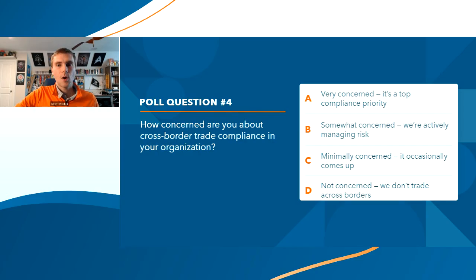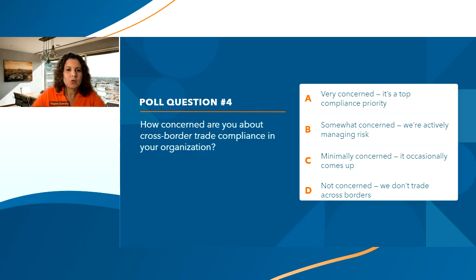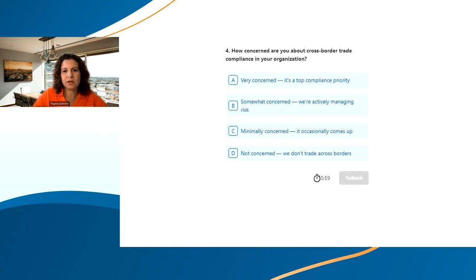We have a poll question before we go into Visu's section. Question number 4, and just a reminder, you do need to answer 3 out of the 5 questions and watch at least 50 minutes of today's presentation. So here is a screen where you can answer. How concerned are you about cross-border trade compliance in your organization? Very concerned, it's a top compliance priority. Somewhat concerned, we're actively managing risk. Or minimally concerned, it occasionally comes up. And finally, not concerned, we don't trade across borders. I'm going to turn it back to the team to take a look at the results.